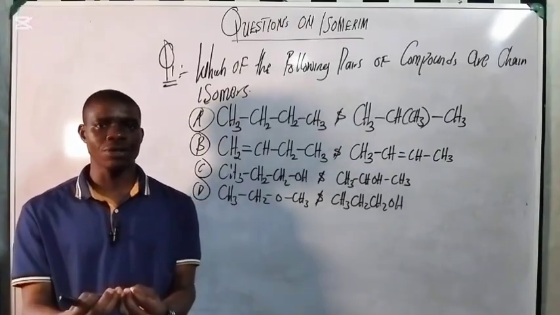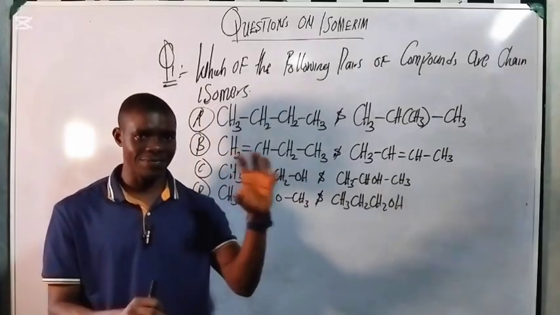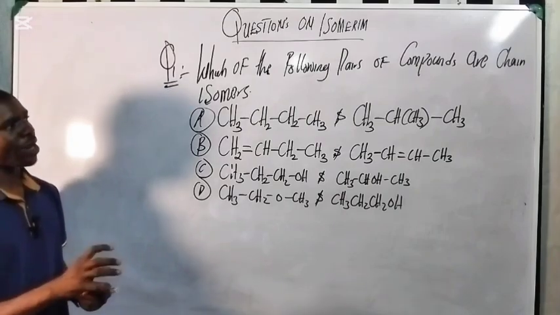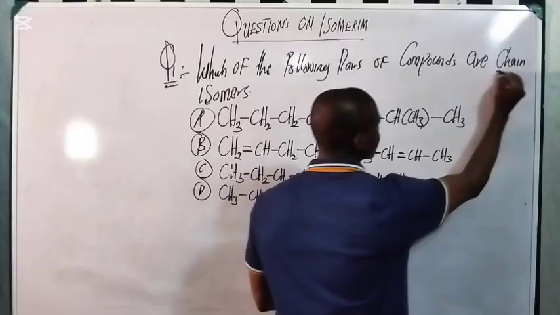If you have not watched the first video, I'll advise you that by the end of this video, you should go and check out that first video. So let's start with this first one. Which of the following pairs of compounds are chain isomers?